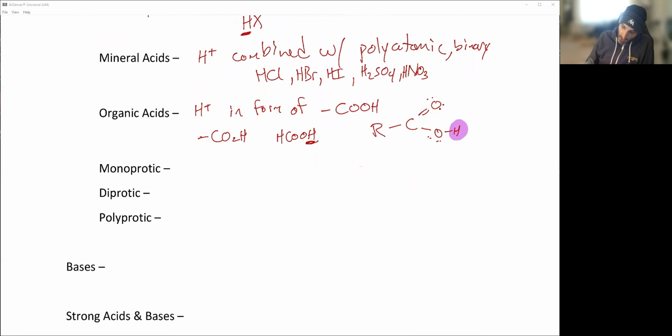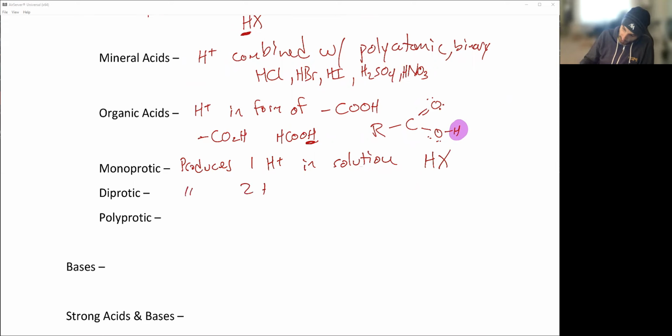Monoprotic, diprotic, polyprotic. Monoprotic produces one H+ in solution. Basically H with anything else. Anytime you have just one hydrogen with an anion.